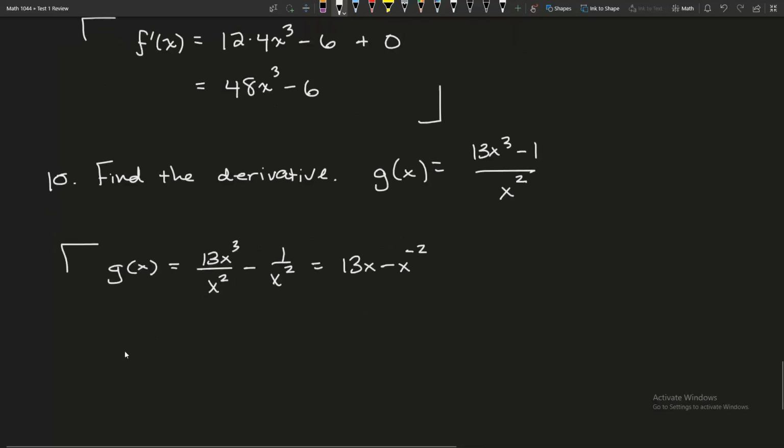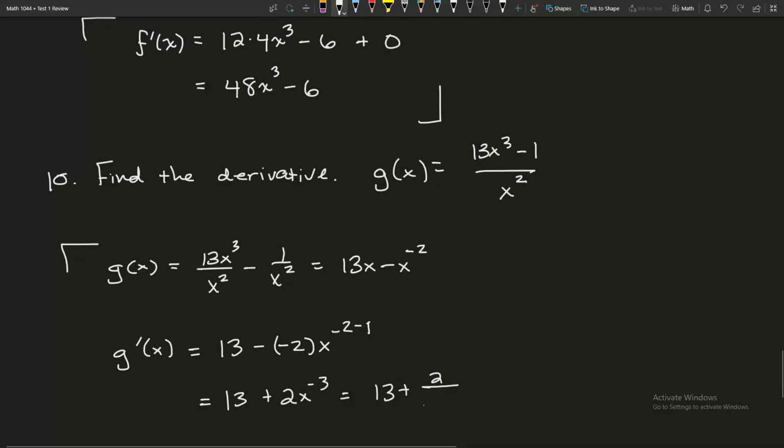So g prime of x, the derivative of 13x is just 13. And then for the other one, remember, we bring the power down, so we have minus 2x, and then we subtract 1 from the power. So negative 2 minus 1 is going to be minus 3. So we end up with 13 plus 2x to the negative 3, or 13 plus 2 over x cubed, if you want to rewrite it using the fractional notation that we started with.